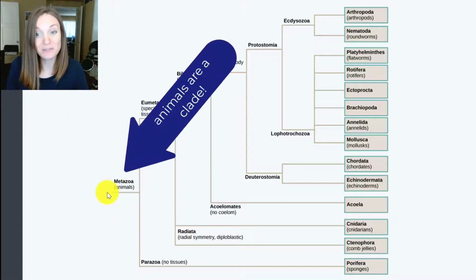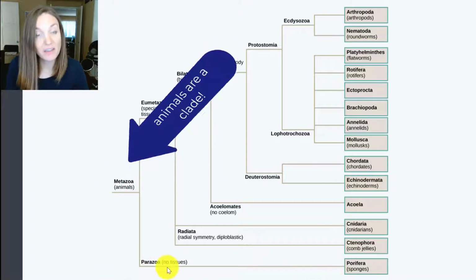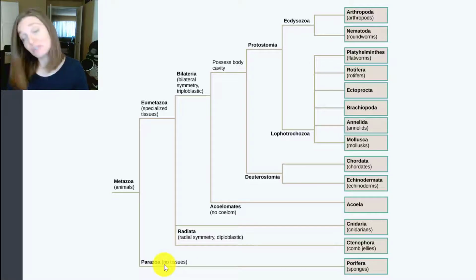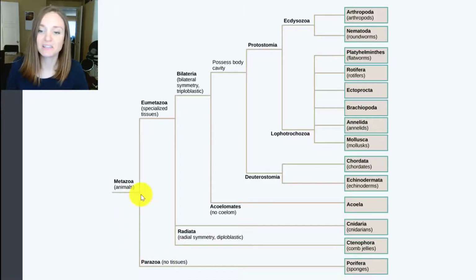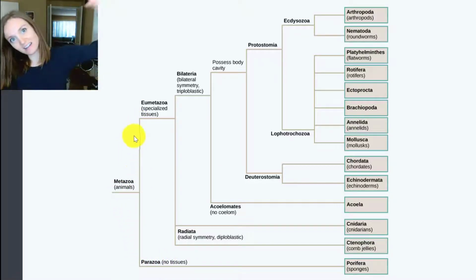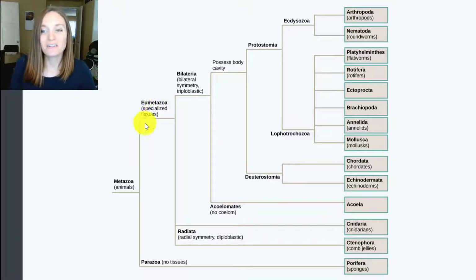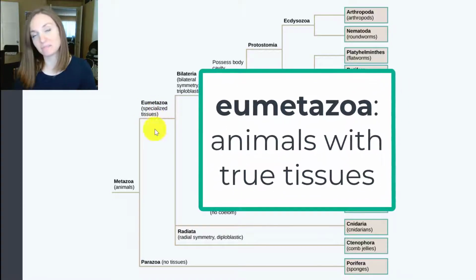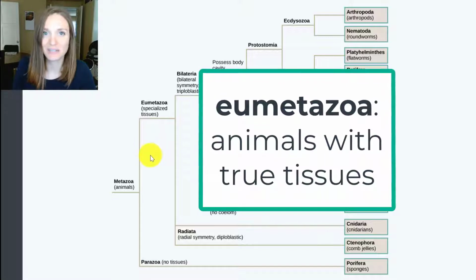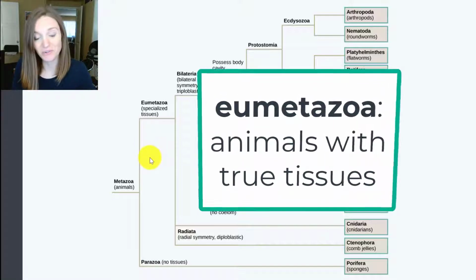So remember, here's our root to all of animals. We talked about these sponges last time. Those are the ones that don't have any true tissues. They're asymmetrical. But this other group that split off from those sponges, we are now going to call everything past this point in our evolutionary tree Eumetazoa. We can translate that as animals with tissues.